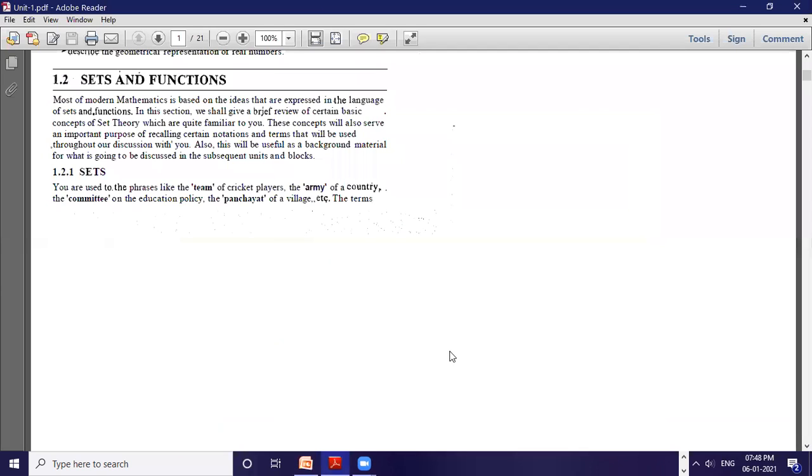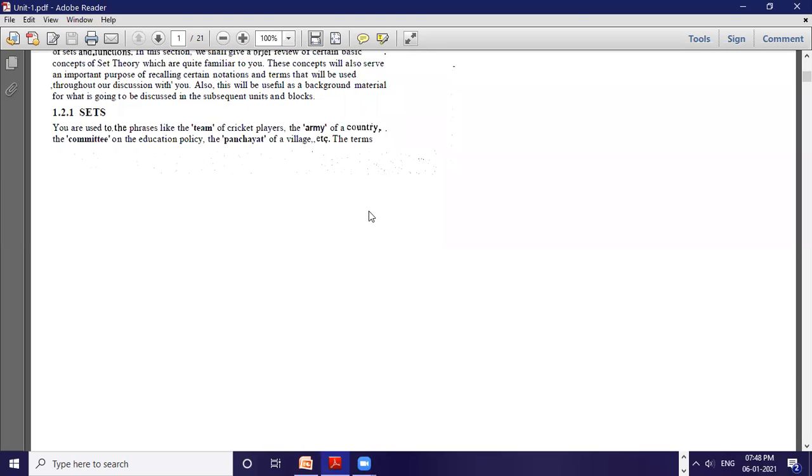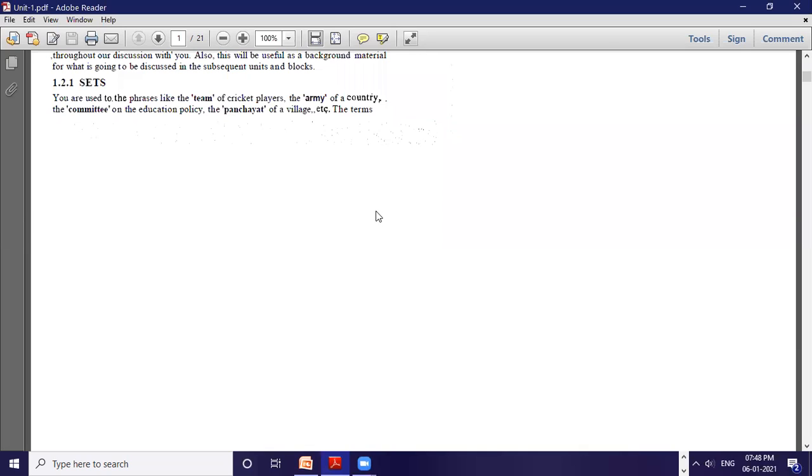So the first lesson, or the first chapter of this subject, begins with sets and functions. Okay, so let's come to the definition of sets. What do you understand by the term sets? If I ask you like that, then how will you define it?